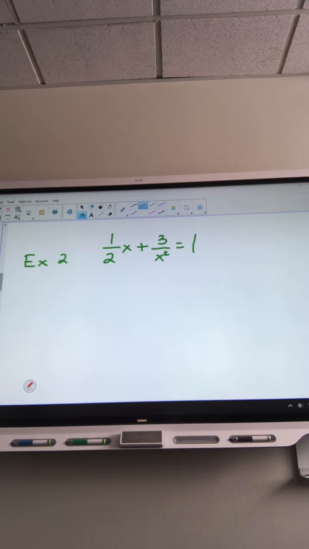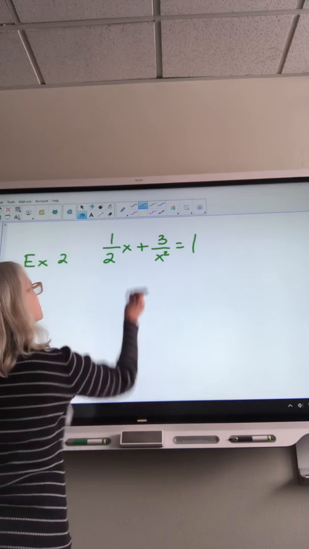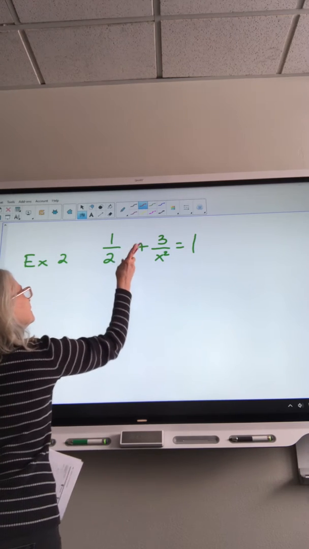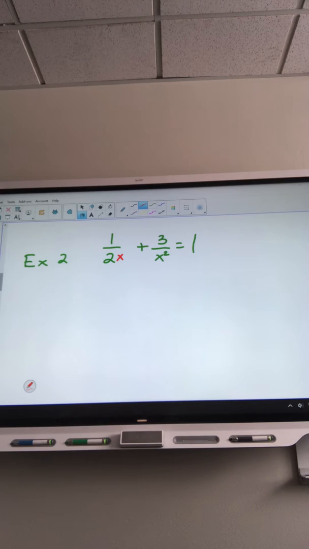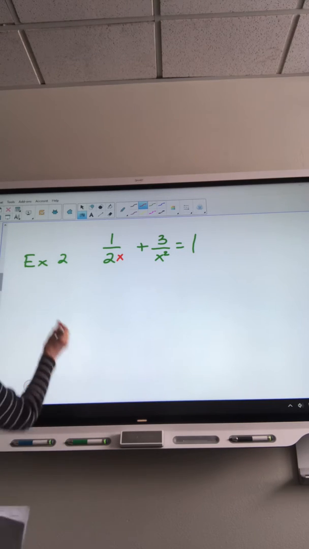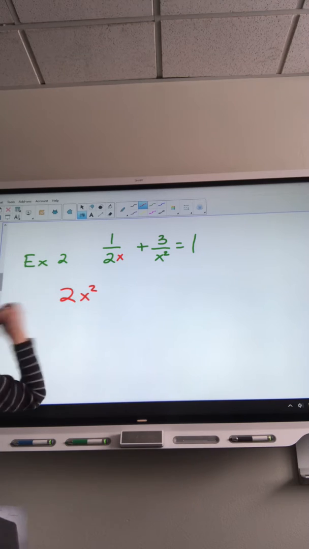So example 2, our denominator is 2x and then x squared. And actually, I'm going to move this x just so it's down in the denominator, because it kind of looks like it's floating there. So 1/2x plus 3/x squared is equal to 1. So it looks like our common denominator is going to be a 2 and then x squared.